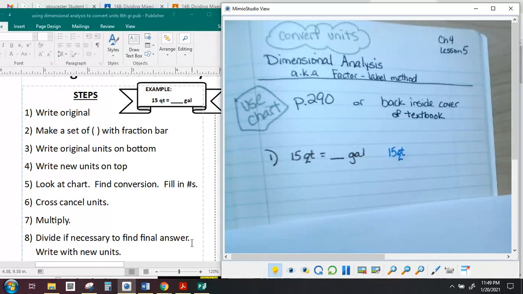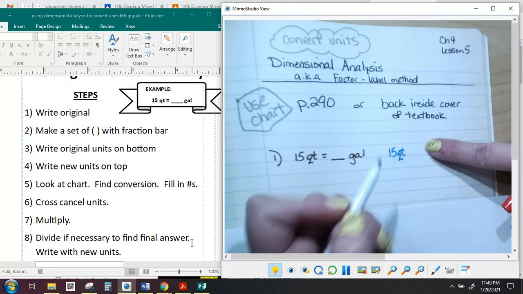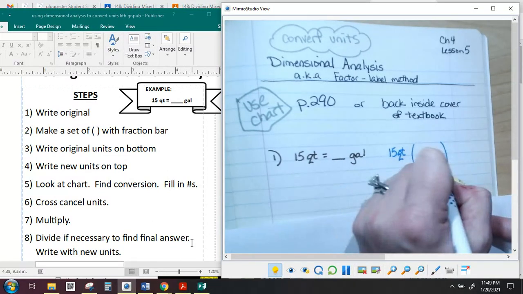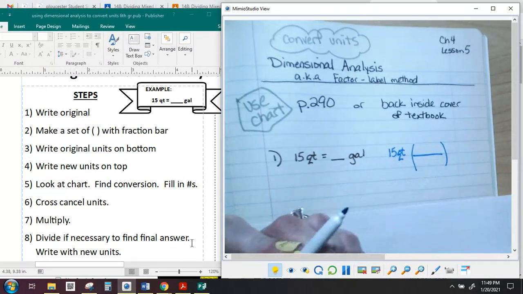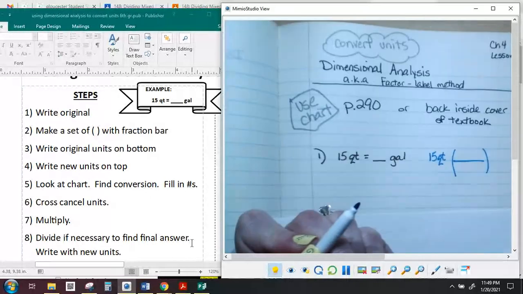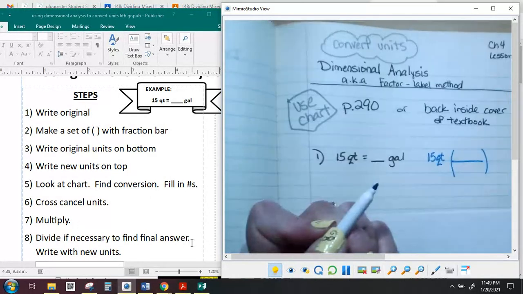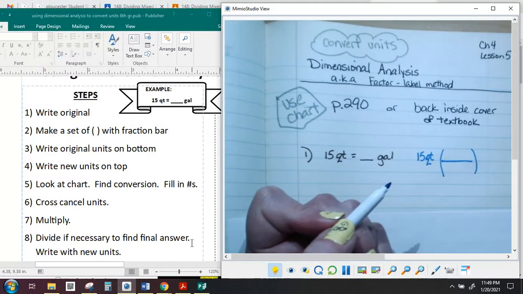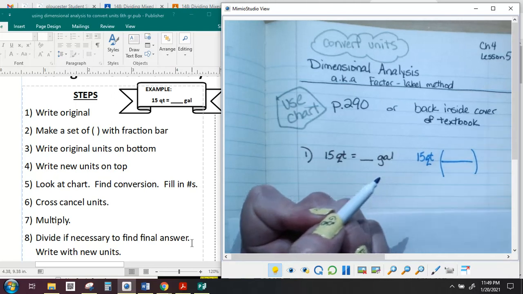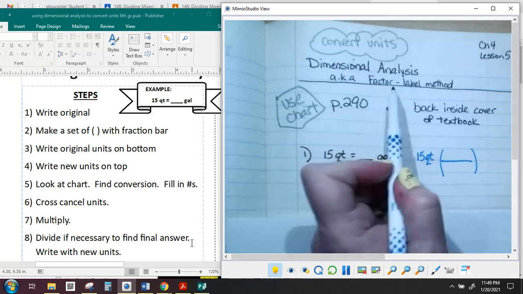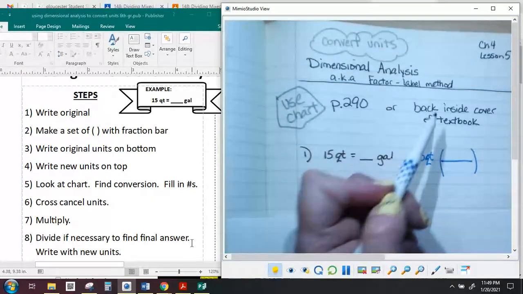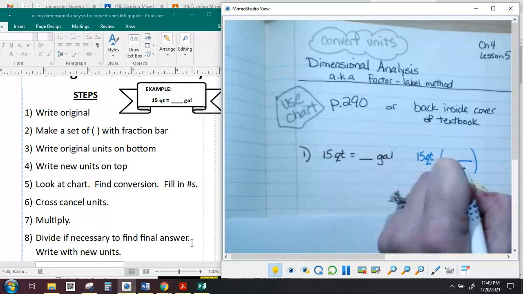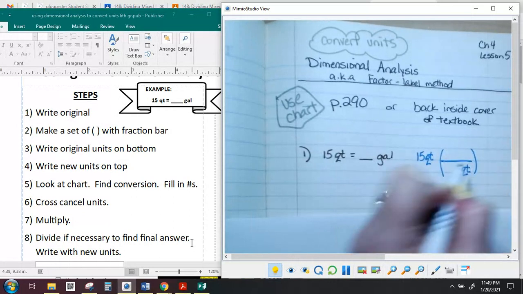Make a set of parentheses with a fraction bar. Now, this is going to be a fraction, so I'm going to make my parentheses span 2 lines. See that? How I did that there? Okay. Write the original units on the bottom. I'm not so worried about the numbers yet. I'm worried about the labels. One of the reasons this is also called the factor label method. Okay. So the original units was quarts. I'm going to put that on the bottom.